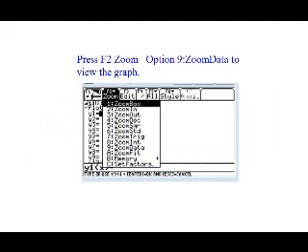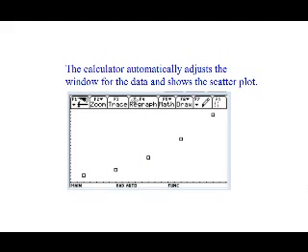So from here we're going to press F2 Zoom. That gives us the various options for window sizing our graph, and we're going to select option number 9, Zoom Data. The calculator will automatically size the window for the numbers that we have input, and it saves a bunch of time of trying to set a window that's functional. So the calculator automatically adjusts the window, and then we see the scatter plot.